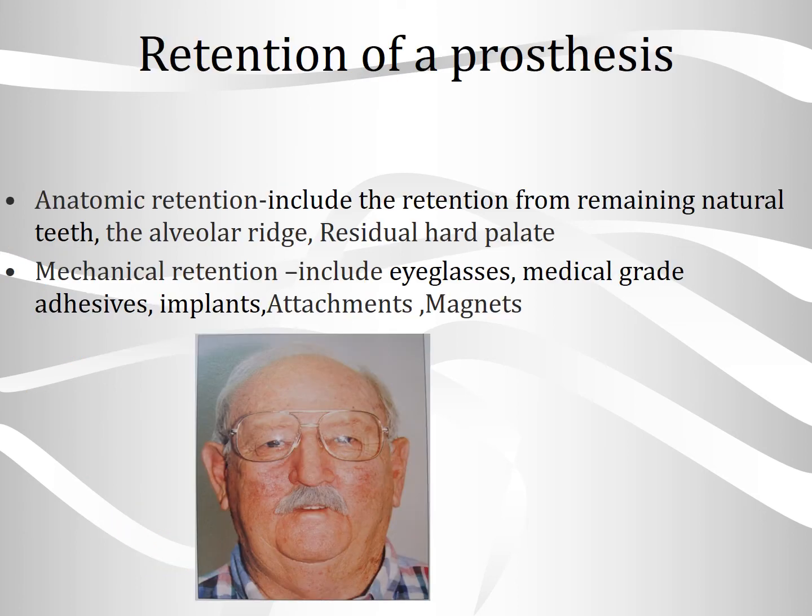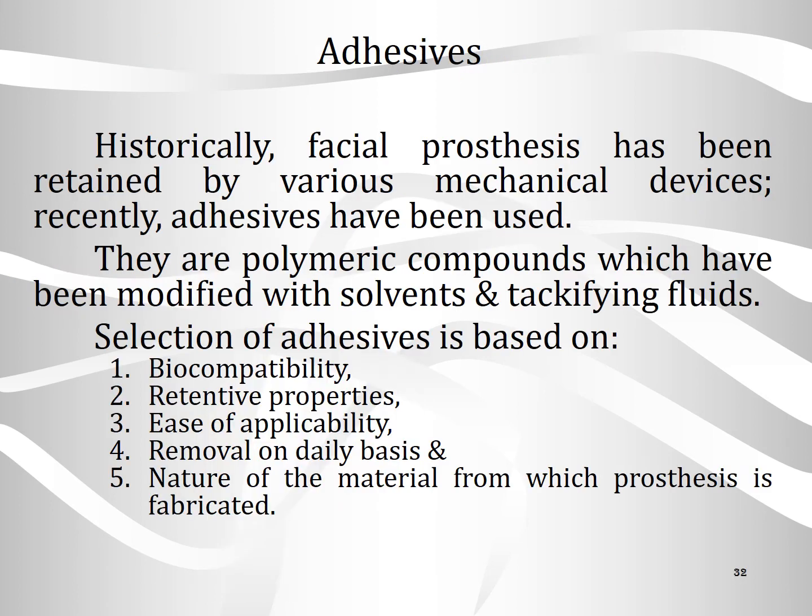So, retention of the prosthesis. Anatomic retention includes the retention from remaining natural teeth, alveolar ridge, or residual hard palate. The mechanical retention includes eyeglasses, medical grade adhesives, implants, attachment, and magnets.